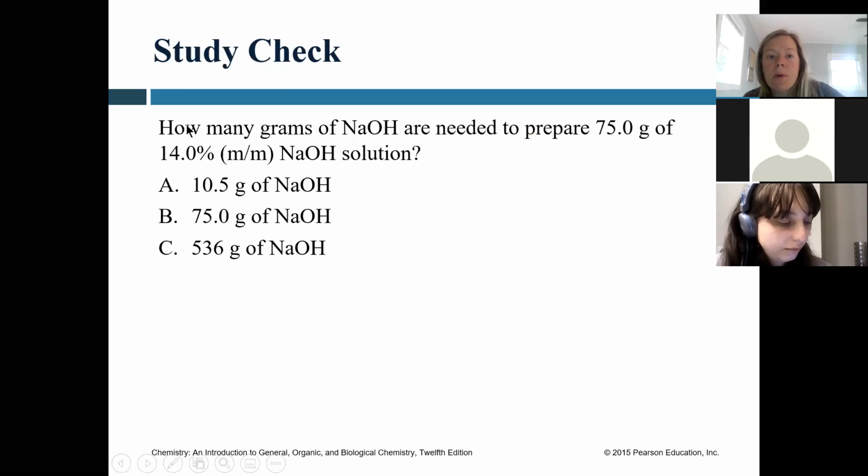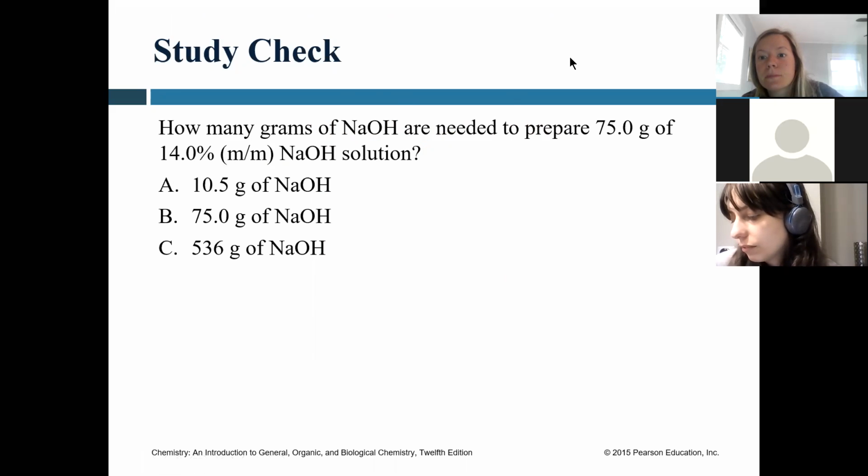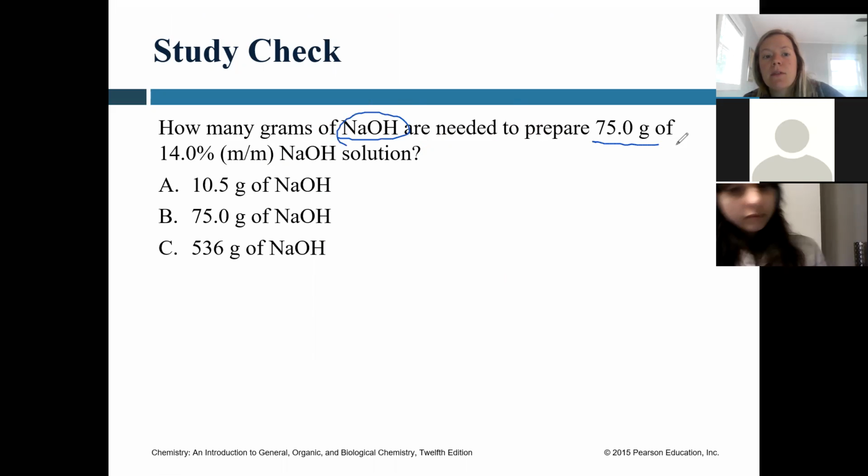So let's say we have a problem here. This isn't talking about molarity, but we're going to use a conversion factor anyway. We're talking about mass. It says how many grams of the NaOH are needed to prepare 75 grams of the solution. So we want to figure out grams of the solute, right? We have grams of solution.